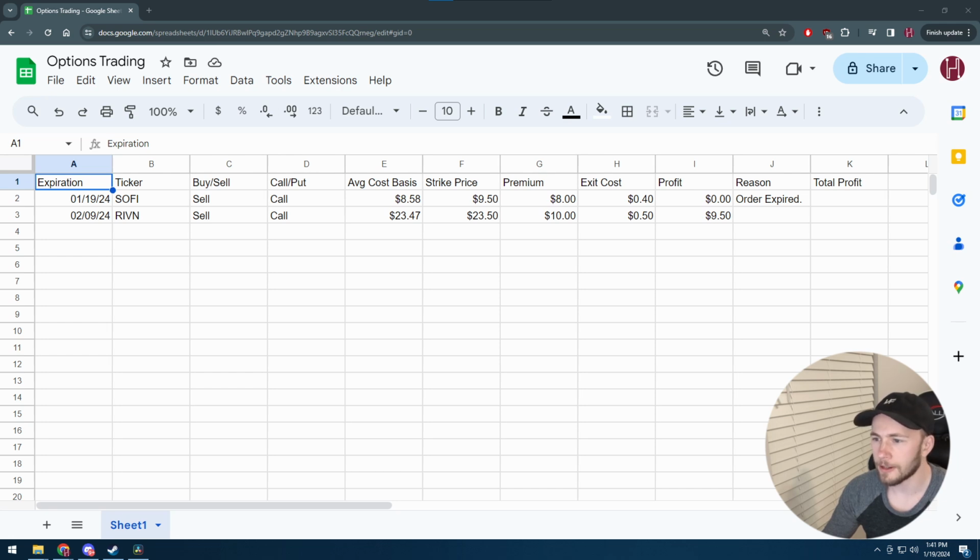So here's the final order. The premium came out to $10 with an exit cost of 50 cents. So if we get to that February 9th date and the price of the stock hasn't gone above $23.50, our strike price here, then we'll collect that $9.50 profit, which isn't a ton, but as we're learning here and using a stock that isn't worth as much, it's a good learning experience.